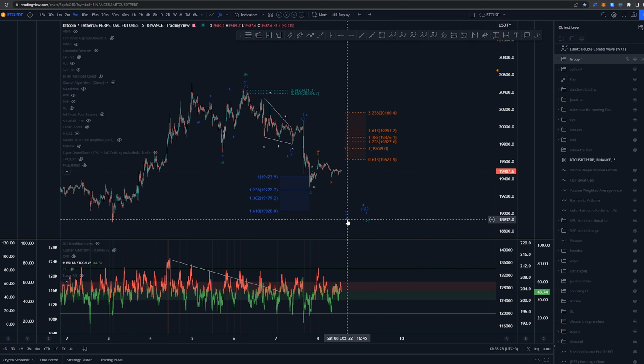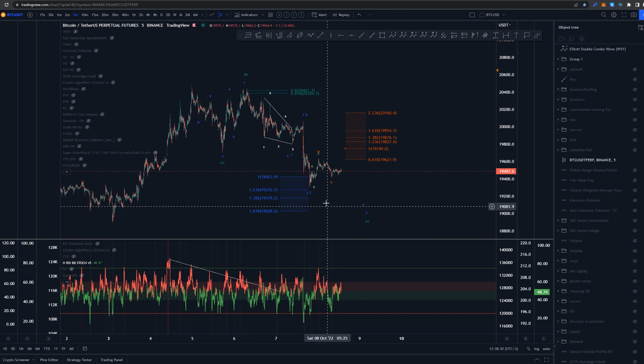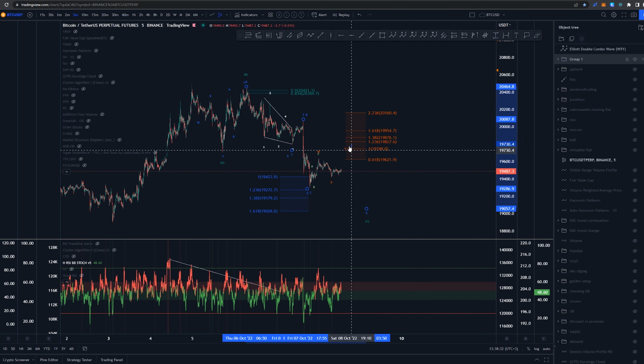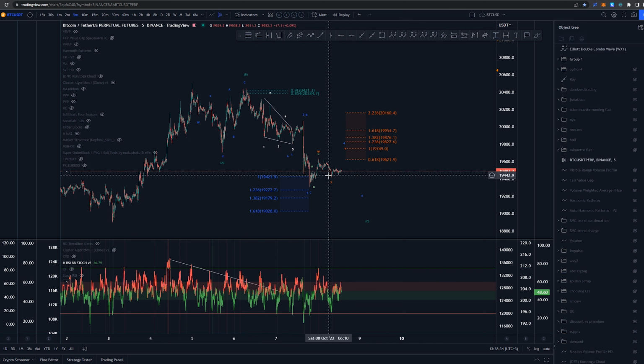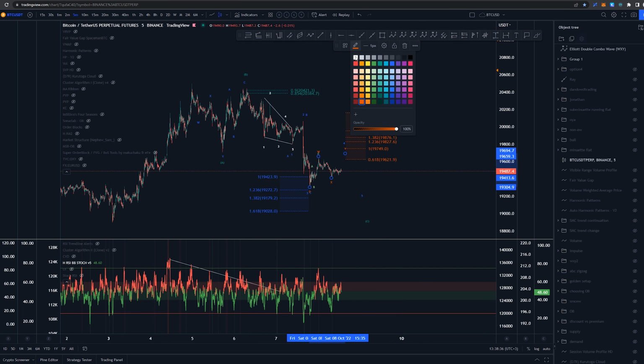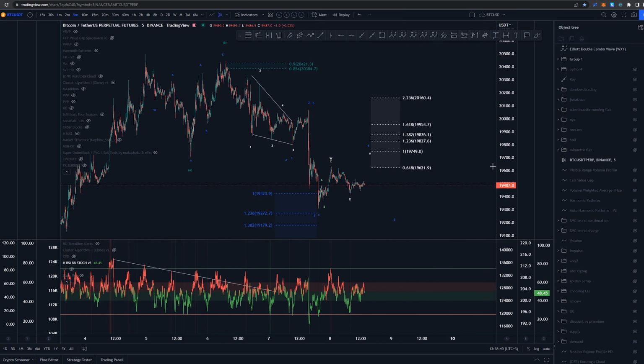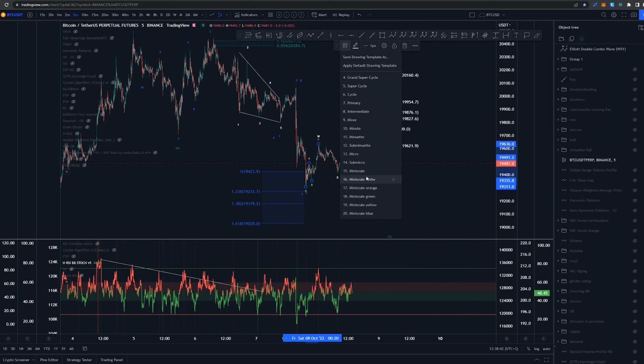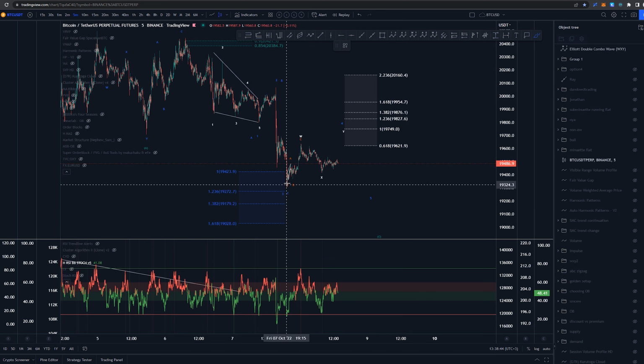So it could be that wave 3 is already done here, and then we would be looking for wave 4 here, and then wave 5. Let's actually put this in the right colors here, and this should be orange. There we go. And yeah, it is very much a possibility.